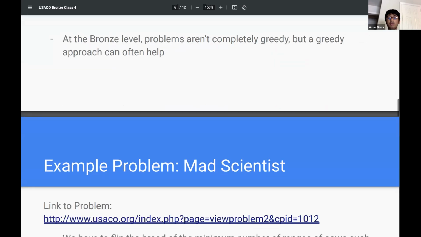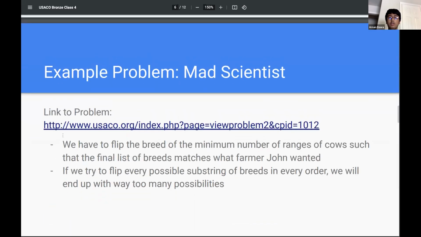So here's an example problem. It's called Mad Scientist. And I'll leave a link to this in the chat so you guys can access that.